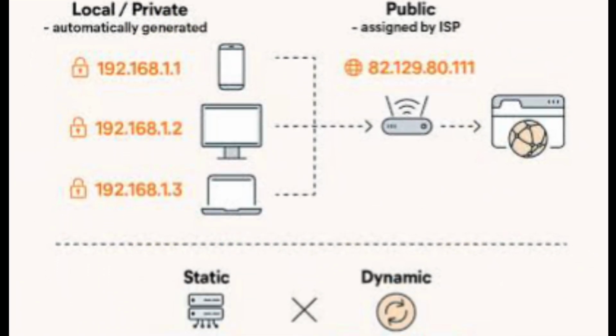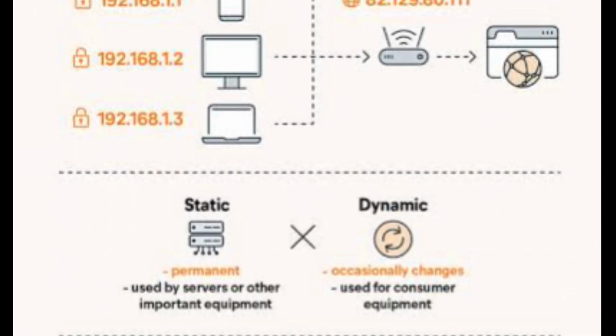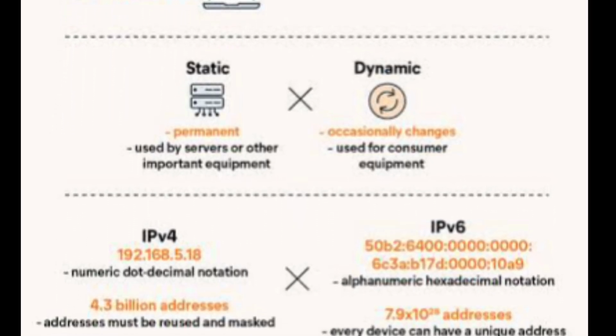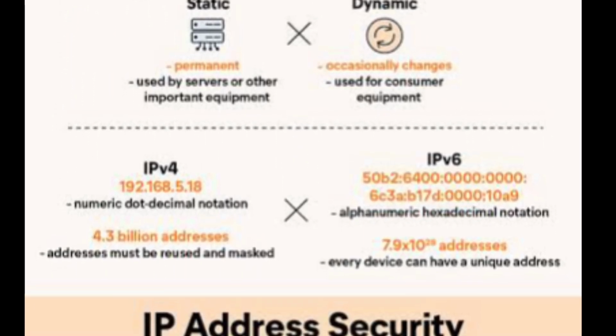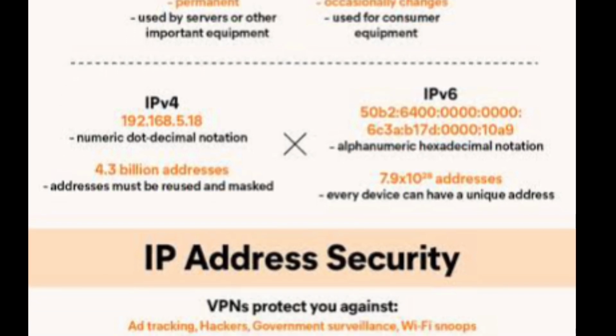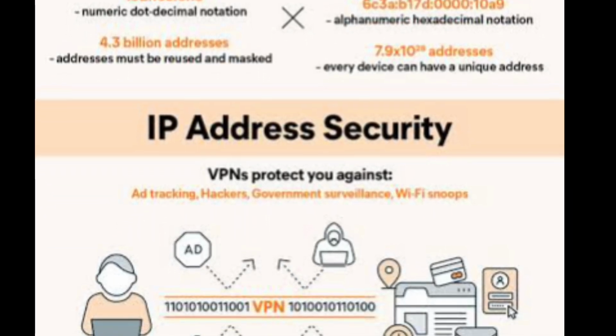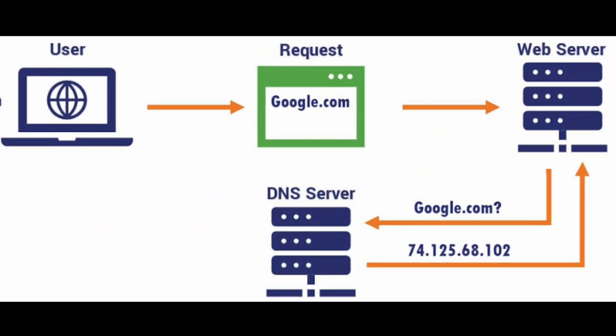IP address. An IP address is a unique numerical identifier that is assigned to every device on a network. IP addresses are used to identify devices and enable communication between them. DNS, the Domain Name System, is a protocol that is used to translate human readable domain names such as www.google.com into IP addresses that computers can understand.